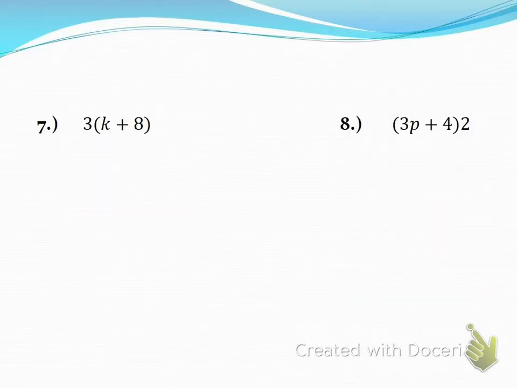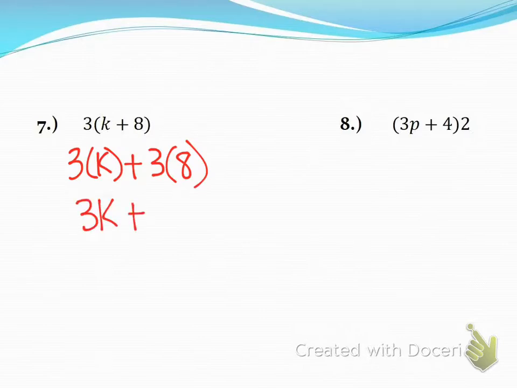All right, on number 7, what is getting distributed? 3. So 3 times k plus 3 times 8. Okay, 3 times k is just 3k plus 24. Questions, concerns? Who got it right? Good, I should see lots of hands.